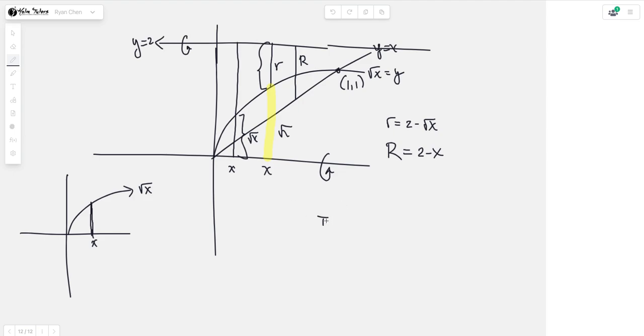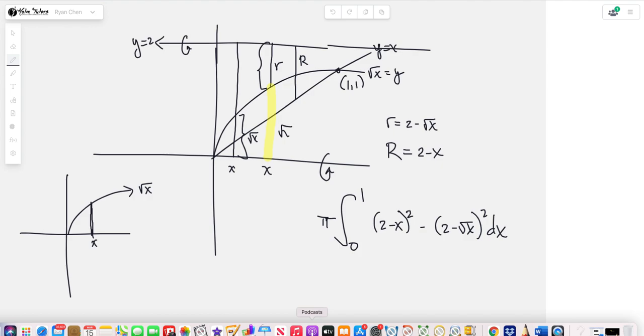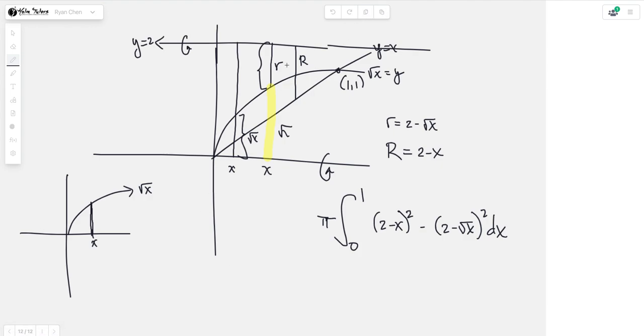Okay, so then you go pi. You've got your little r and big R figured out. The region is still going from 0 to 1. And so big R is 2 minus x squared, and then little r is 2 minus root x squared. And throw on your dx, and that's that. Fair? Okay, cool.